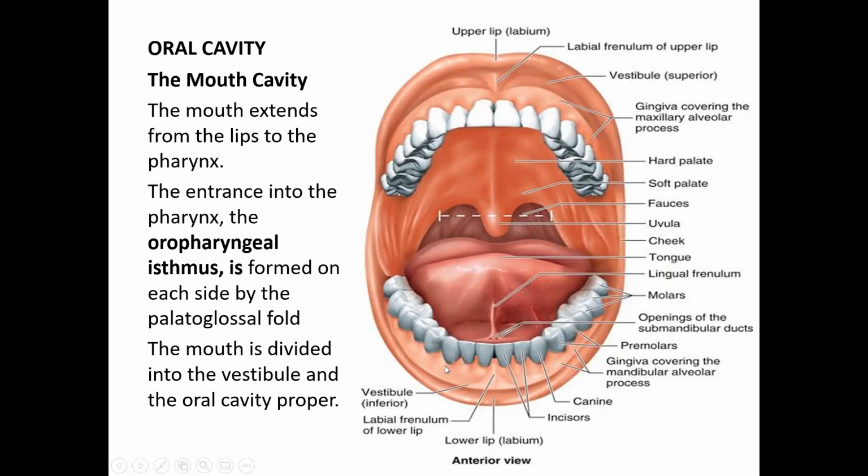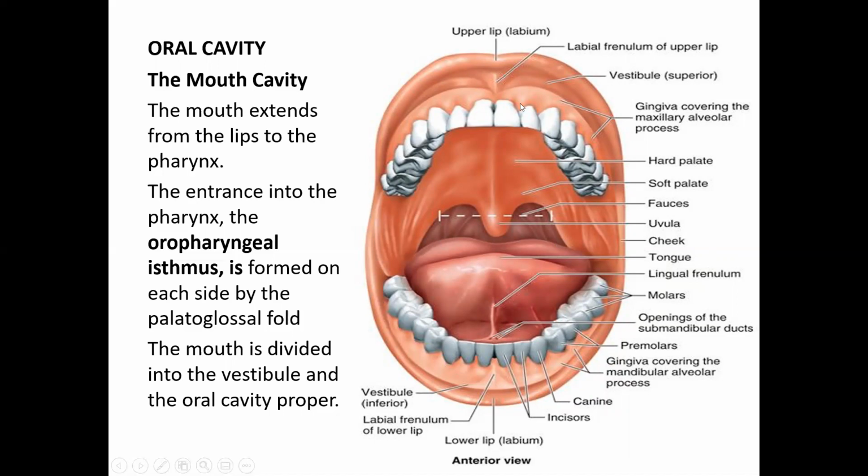And this oral vestibule communicates with the oral cavity proper by means of the retromolar space. You can see here, this is the retromolar space just behind the third molar. Just behind the third molar, we have the communication between the oral vestibule and the oral cavity proper when the mouth is closed. But when the mouth is open, it cannot communicate.